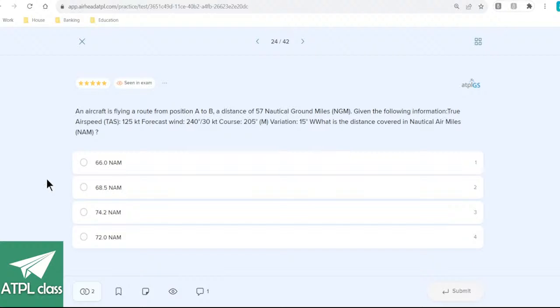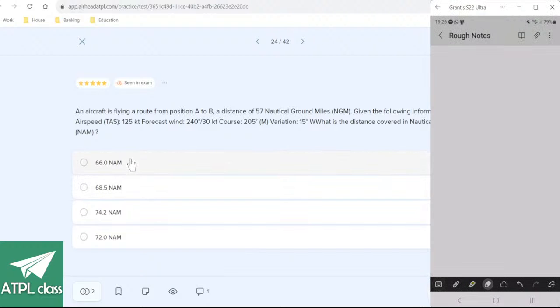Next ones. Oh god, I feel like I've been going for hours. An aircraft is flying route A to B. Distance is this. Given the following information, what's the distance covered in nautical air miles? So we're going to work out a ground speed and do the proportion thing. Cool.